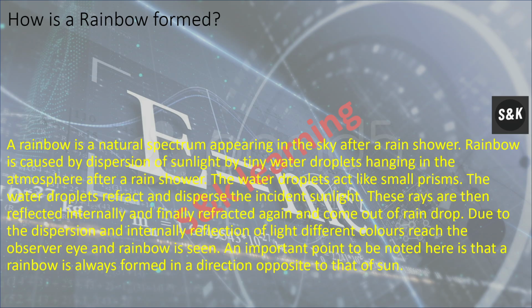How is a rainbow formed? A rainbow is a natural spectrum appearing in the sky after a rain shower. A rainbow is caused by dispersion of sunlight by tiny water droplets hanging in the atmosphere after a rain shower. The water droplets act like small prisms. The light is refracted, internally reflected, and finally refracted again as it comes out of the raindrop, due to the dispersion of light. Different colors reach the observer's eye and the rainbow is seen.